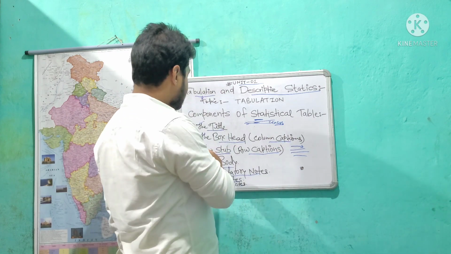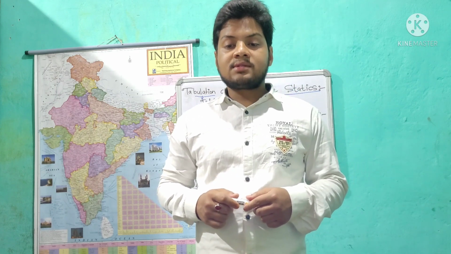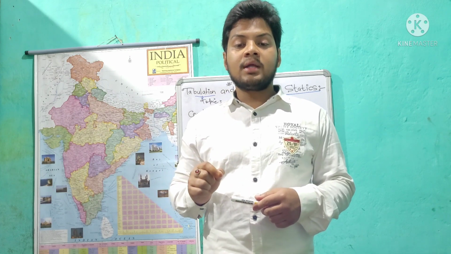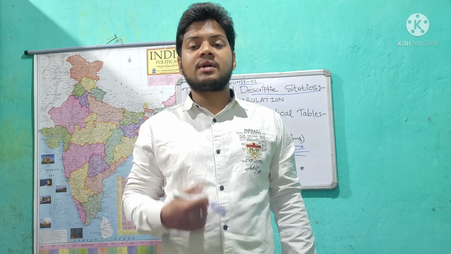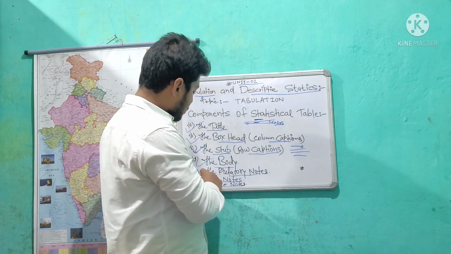Now we come to the third point, the stub, row captions. What is the stub, row captions? How do we use it in the table? The horizontal headings and subheadings of the rows are called row captions, and the space where these row headings are written is called the stub. This is the main part of the table, which contains the numerical information classified with respect to row and column captions. Now come to the next point, that is prefatory notes.